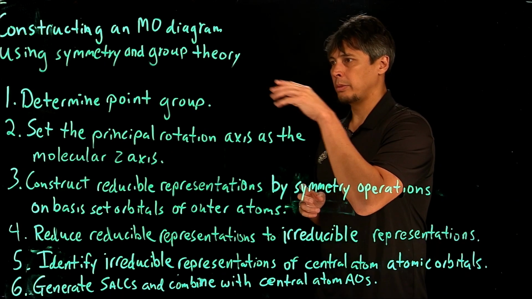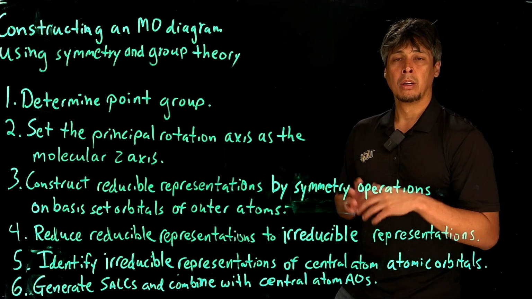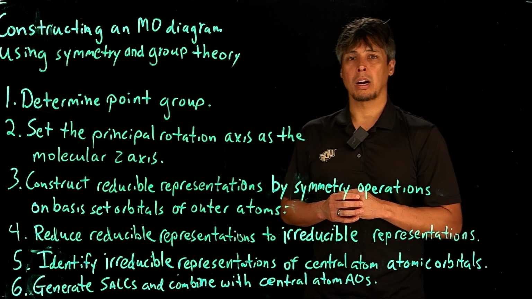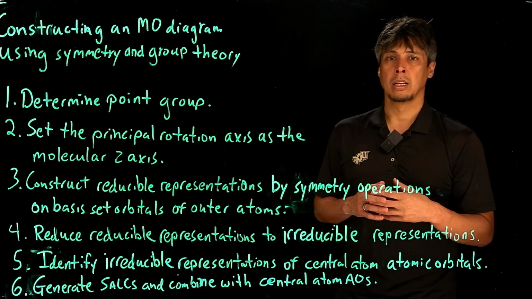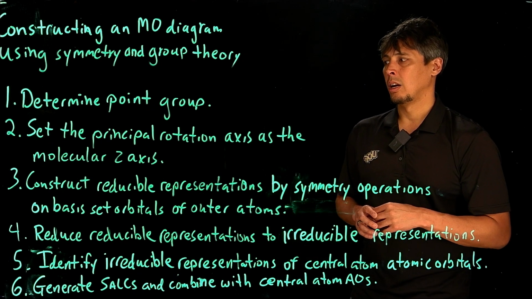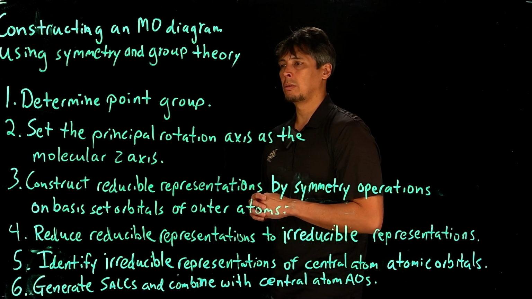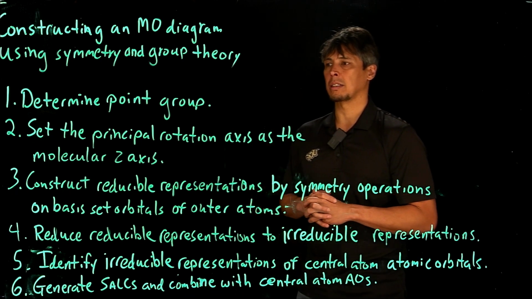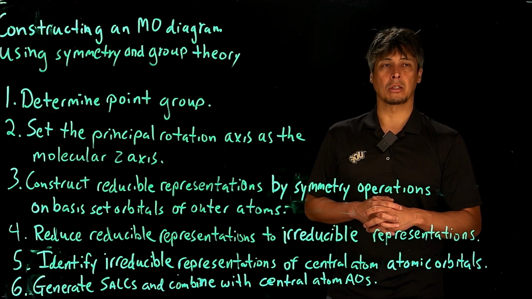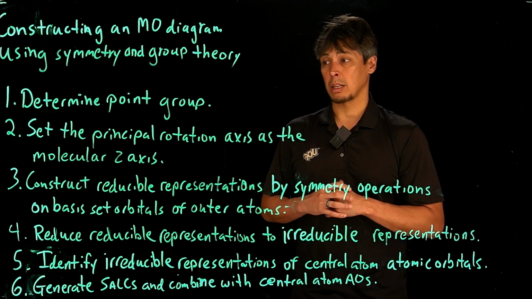And so the first thing we need to do is we need to determine the point group. And so the point group describes the collection of symmetry operations such as rotational axes, mirror planes, points of inversion that are characteristic of the molecule. The next thing we will do is we will set the principal rotation axis as the molecular z-axis for the purpose of determining the result of symmetry operations and downstream steps.